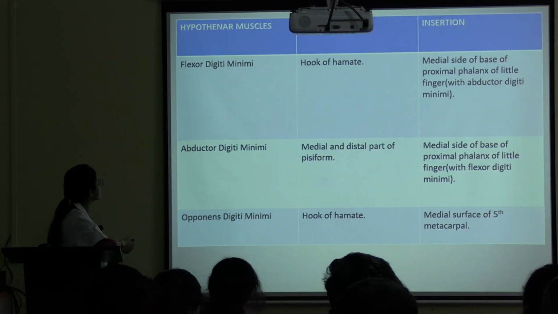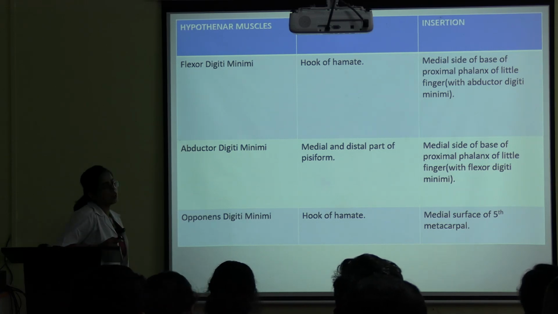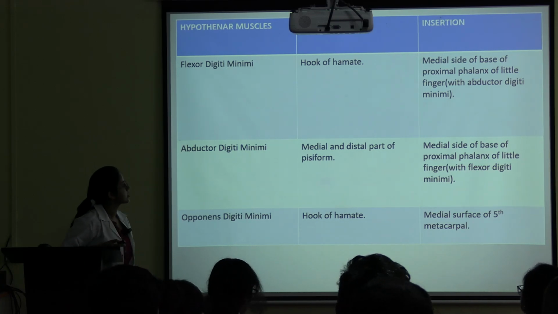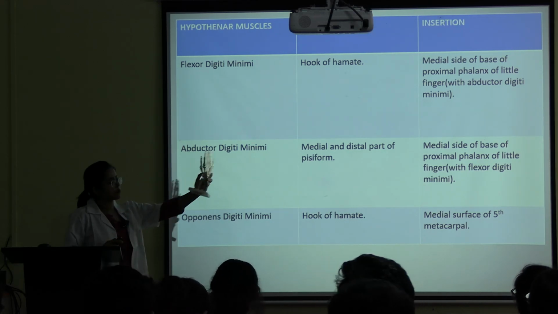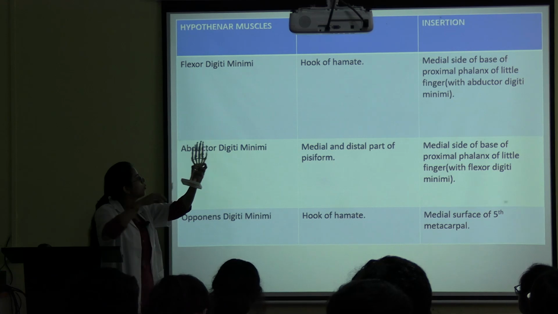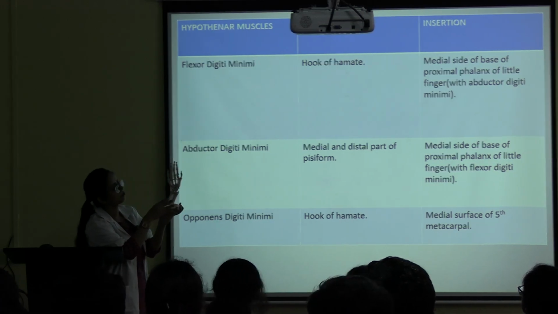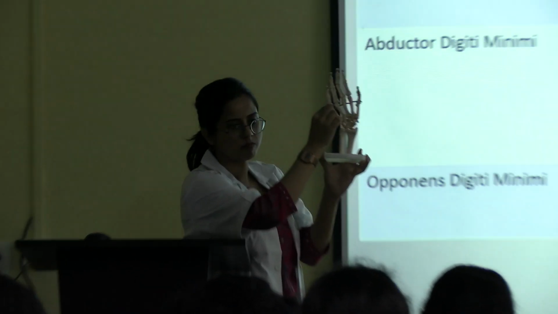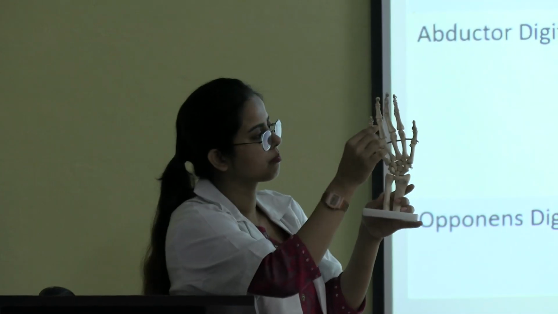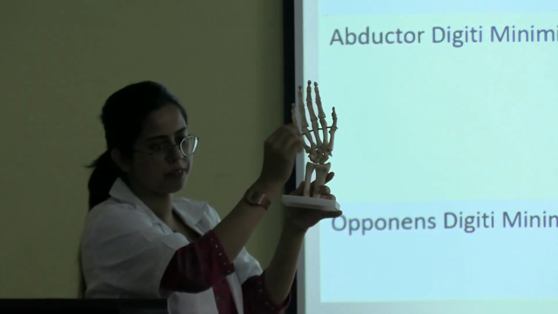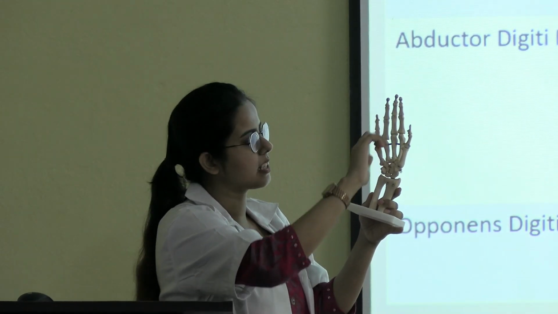Okay, flexor digiti minimi will originate from hook of hamate and will get inserted into medial side of the base of proximal phalanx of little finger. So, can you tell me which part? Which is the proximal phalanx of little finger? Little finger, proximal phalanx of little finger. This one. This is the little finger. This one. So medial side of the base. This is the base. Medial side is this one.